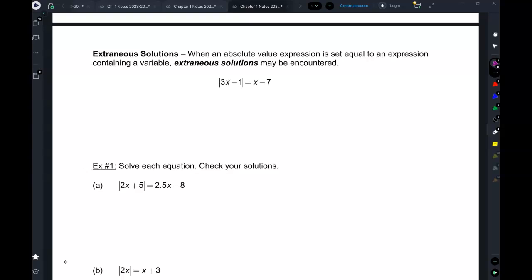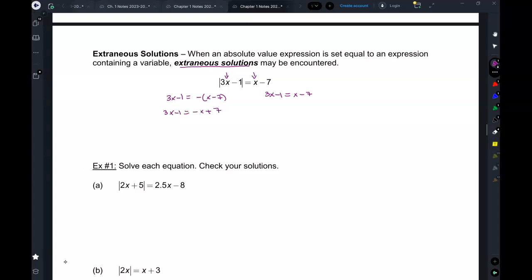So let's take a look at this one. We're going to check for extraneous solutions when you have a variable inside the absolute value and outside of the absolute value. So we do this in the same way. The stuff inside the absolute value, 3x minus 1, is equal to the negative of x minus 7, and then 3x minus 1 is equal to the positive of x minus 7. So let's go ahead and solve this.